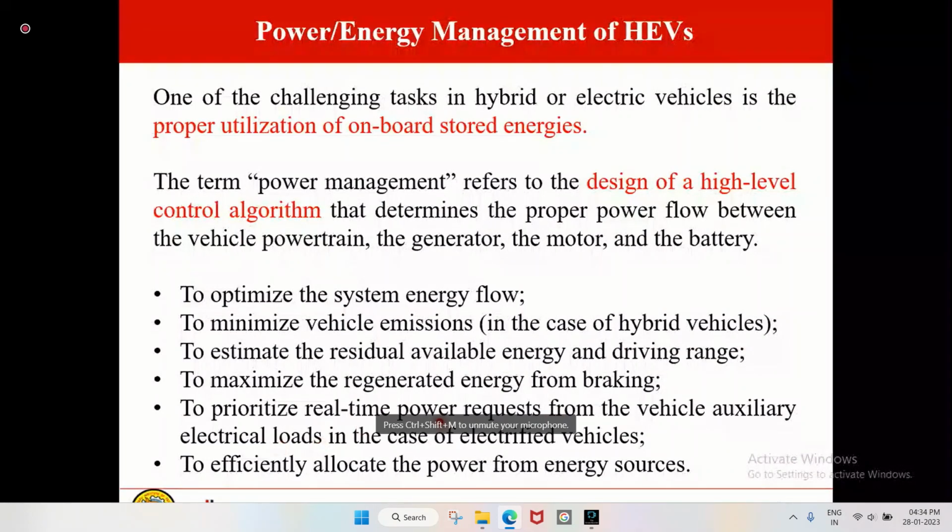Auxiliary electric loads means, for example, along with my traction requirements, there are some auxiliary power requirements as well. For example, I would be using headlights, tail lights, the infotainment system, wipers, right? So all these power loads also need to be taken into consideration. These have to be addressed. And then to efficiently allocate the power from energy sources.